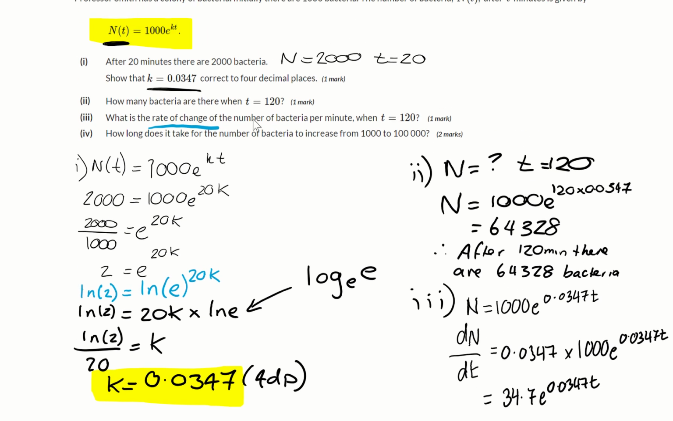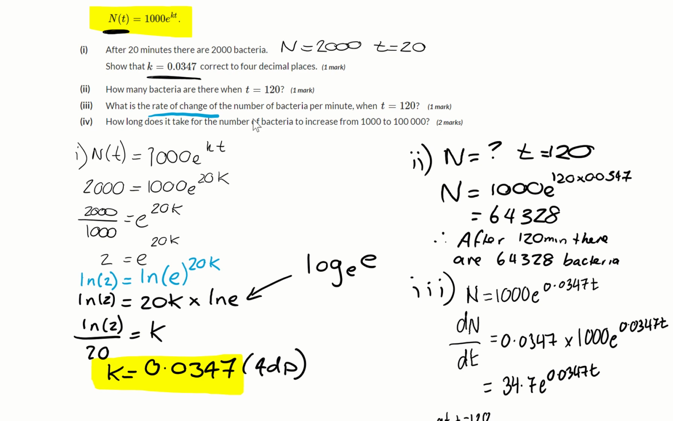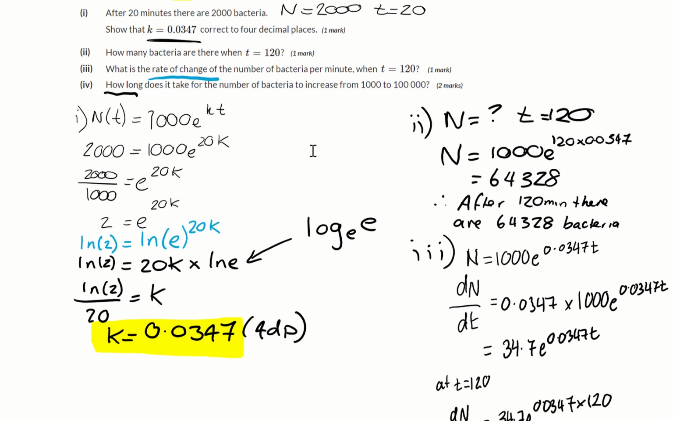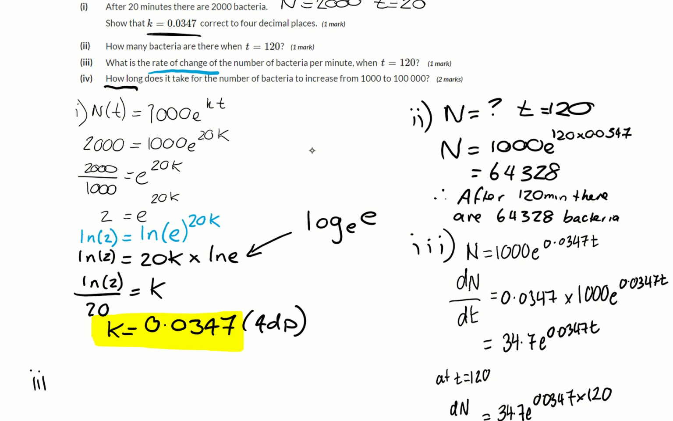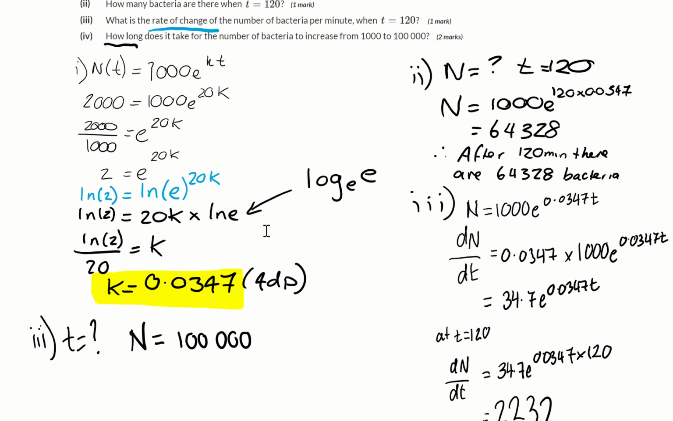Okay, and the last part, how long does it take for the number of bacteria to increase from 1,000 to 100,000? Once again, straight away I'm going to think, okay, what are they giving me and what do I need to find? What letter is missing? The key word there is how long, which means I'm finding time. So I need to find t when my population, N is my population, jumps up to 100,000. And once again, subbing it in, rearranging for the missing term.